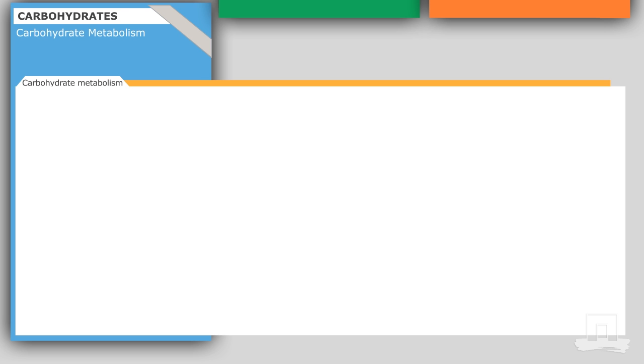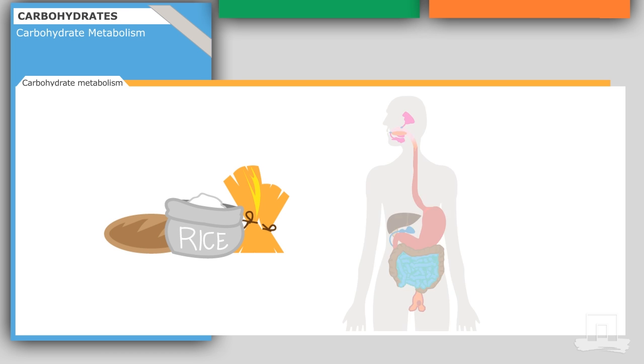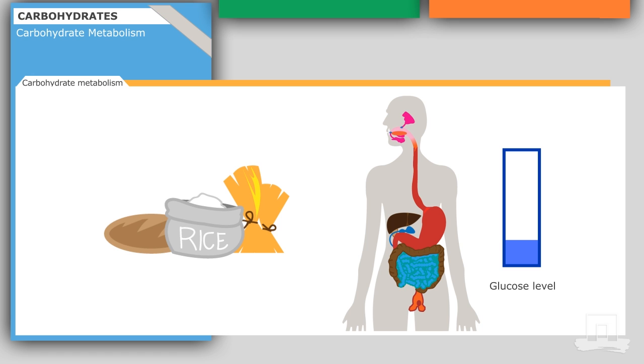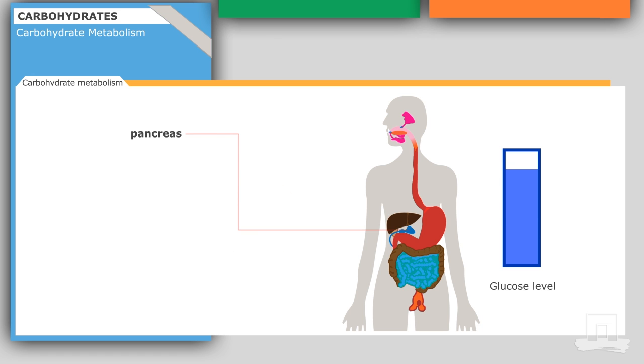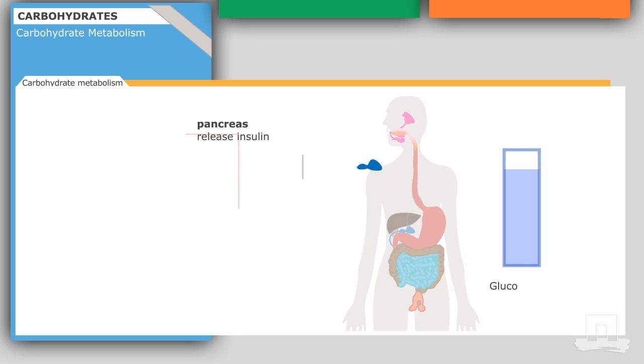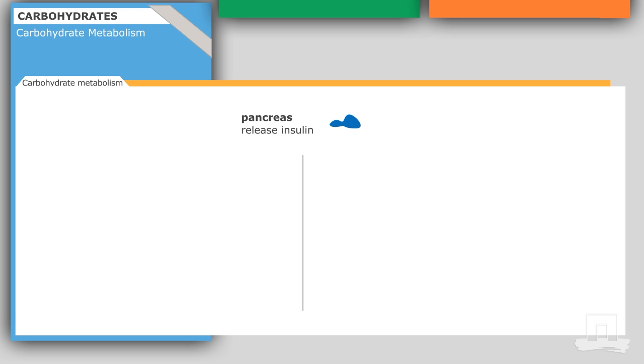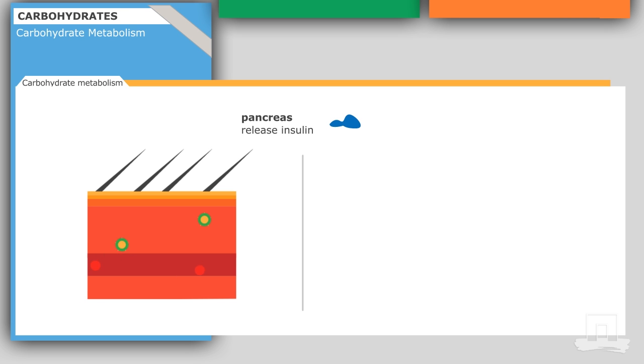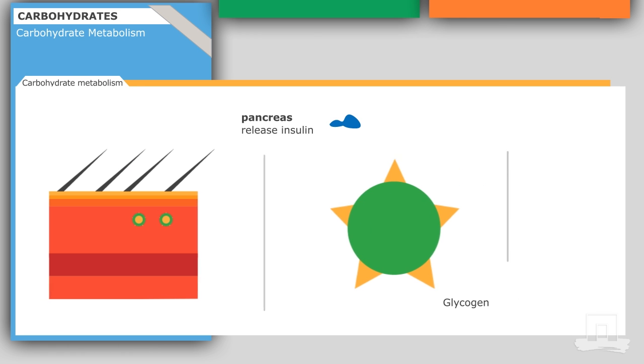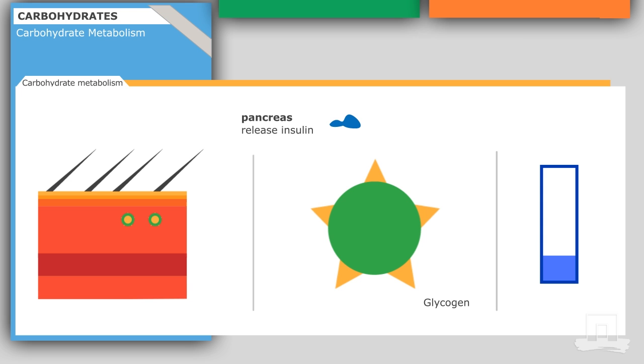Now, consider the situation after a meal. After a meal, your blood glucose level will go up. That increase in blood glucose level will trigger the pancreas to release a hormone called insulin. Insulin has two major actions. It stimulates the uptake of glucose into tissues, and it stimulates the conversion of the glucose into the storage form of glucose, which is called glycogen. The consequence of those two actions is that blood glucose levels go down.